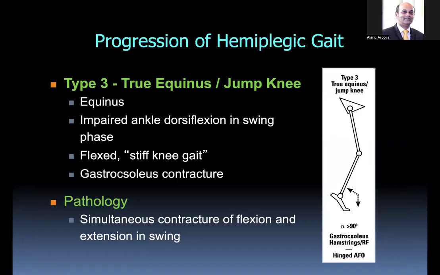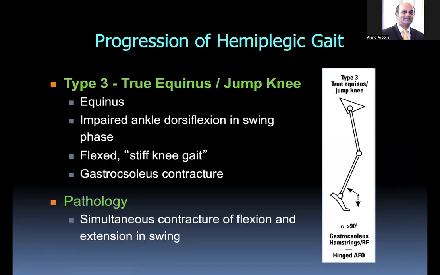If you look at the third type, now you're moving up from the ankle towards the knee, and a type 3 hemiplegic gait has a combination of true equinus along with a jump knee. And the knee can either be just flexed throughout stance, or it can be a stiff knee gait, where we know that in swing, the knee should flex at least 60 degrees to be able to clear the ground. But if you have a stiff knee gait, not only does the knee remain flexed in stance phase, especially during the mid stance when actually the knee should be extending.